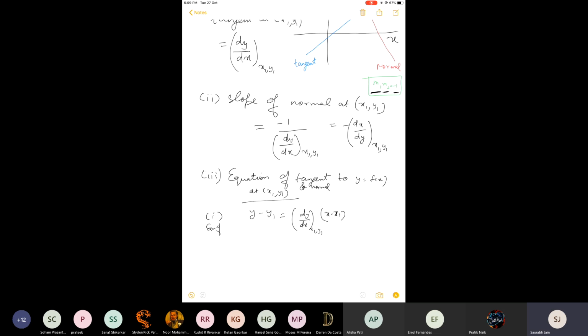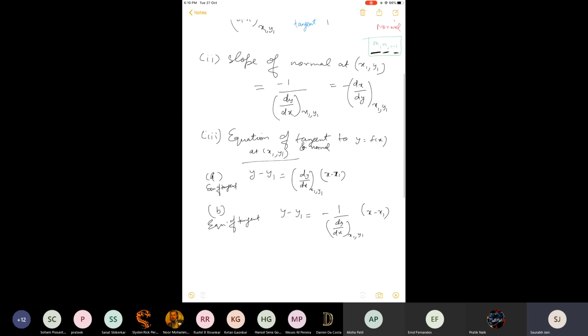Now the equation of normal. Again using point form, because the point is x1, y1 only. So here I can write y minus y1 equals minus 1 upon dy by dx into x minus x1. In this way you have learned four things till now: slope of tangent, slope of normal, equation of tangent and equation of normal. Once you know dy by dx, you can calculate anything.